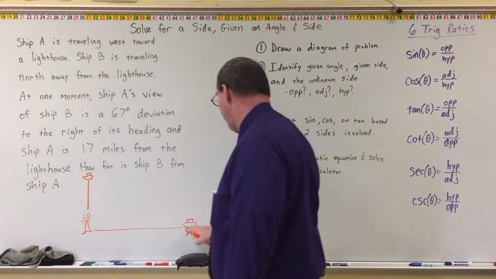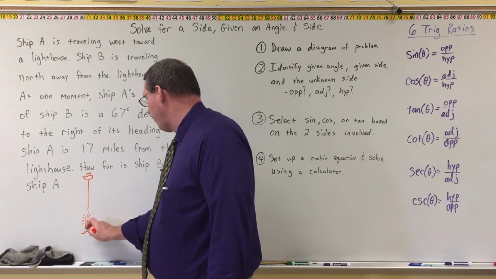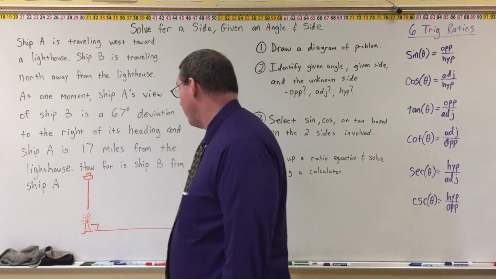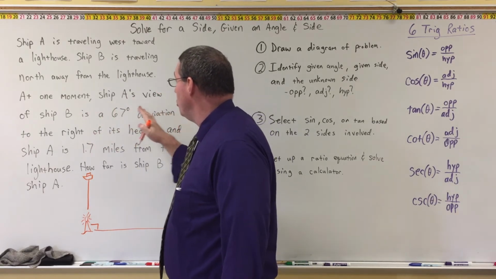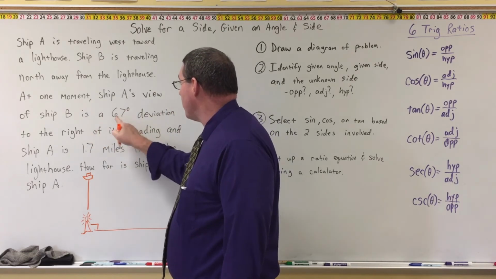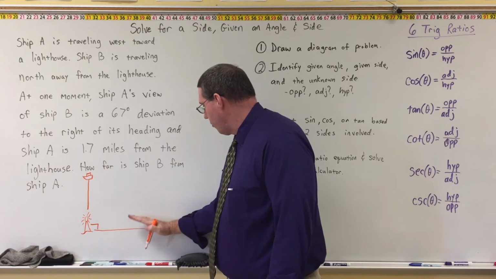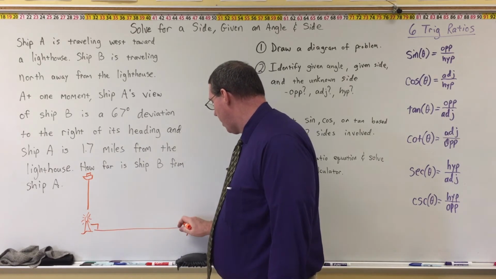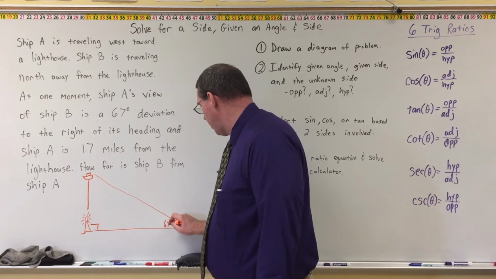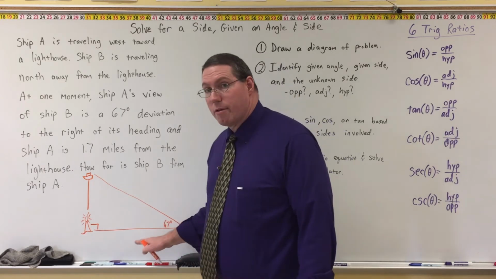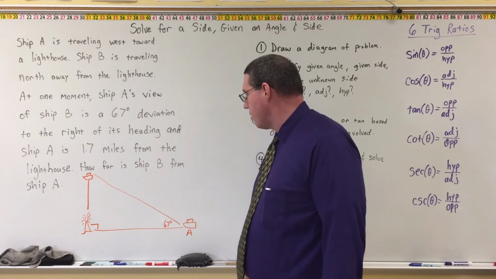Now, because this ship is traveling directly west and this ship is traveling directly north, their distances from the lighthouse are at a right angle. Okay, so we've got a right triangle. It says that at one moment, ship A's view of ship B is a 67-degree deviation to the right of its heading. So here's its heading, to the right this way, 67 degrees this way. So ship A to ship B, this is 67 degrees. Now, it may not look like 67 degrees because of the way I'm drawing it, but it doesn't matter what it looks like. What matters is the word problem says it's 67 degrees.